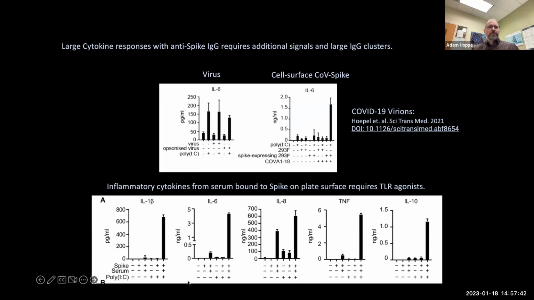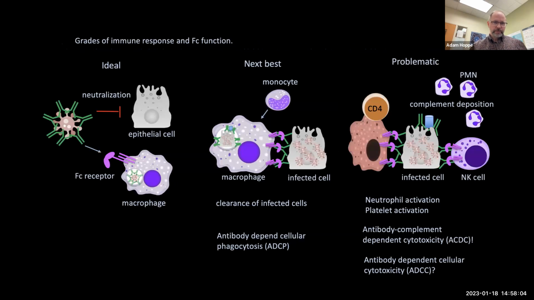So what I'm driving at here is, again, a reminder that the configuration of the Fcs and their presentation will shape the strength of the signal. And I'm also introducing the idea here that additional immune activating signals are required to have very strong cytokine responses. Okay, so what I'm doing is grading the immune response in FcγR function through the lens of the macrophage.